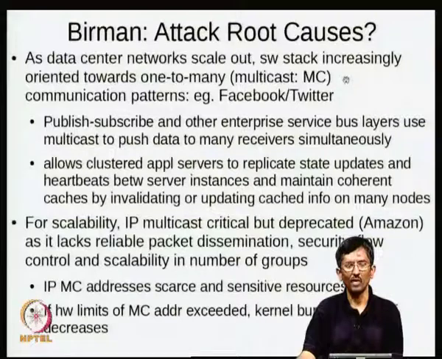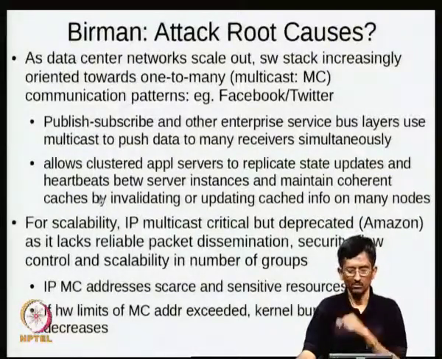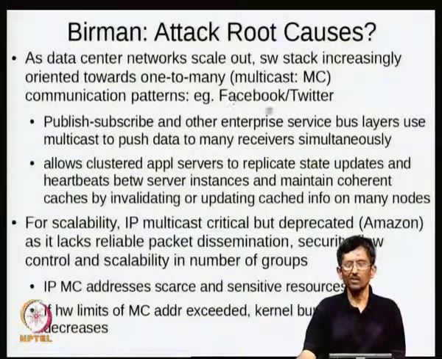It arises either because of the way the new communication patterns are showing up, Facebook or Twitter, or because of availability and other reasons. Okay. Multicast is a very common requirement. Okay. So essentially, there is something called publish subscribe models. They push data to many receivers simultaneously. And also, as I mentioned earlier, they allow clustered application servers to replicate state updates and maintain coherent caches. So the fact that you need multicast is I think fairly clear now.